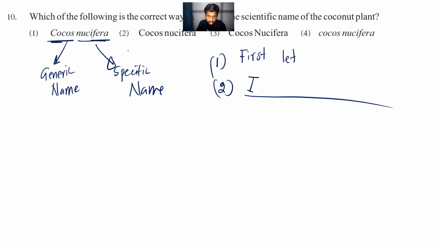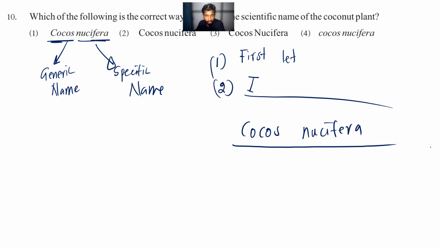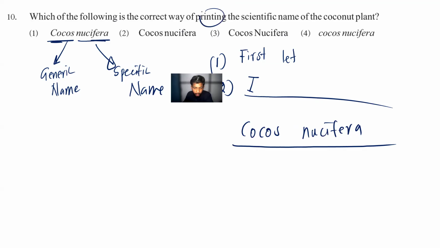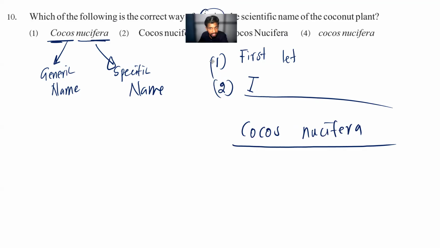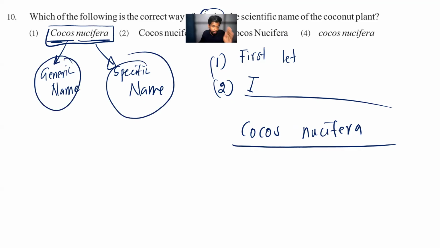For example, here Cocos nucifera is the name, right? If I am writing with my hand, Cocos nucifera, this is the name, so I want to put an underline here. But in the question, they have clearly mentioned the printing method, so we want to make it italicized. Italicized means you bend it a little bit. First letter is capital, all the other letters are simple, there are two parts, generic name and specific name, and it has been italicized. So the first one is the answer.